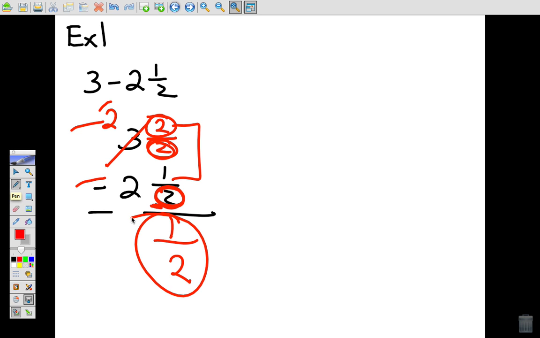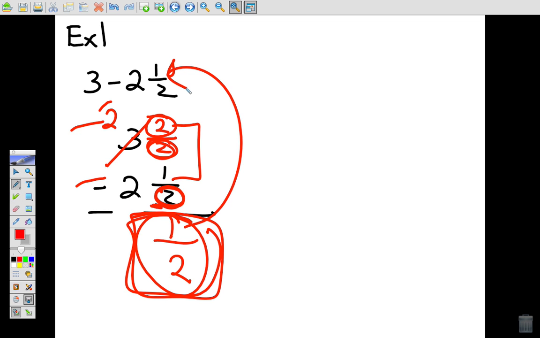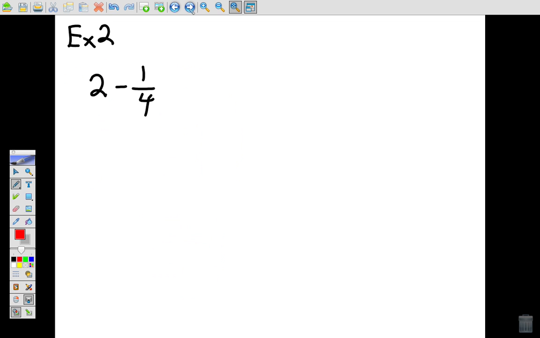Now, remember, how would I check a subtraction problem? What's the opposite of subtraction? Adding. So to check this, we will add this to this. Well, what's 1 1/2 and another half? Yep, I get 3.